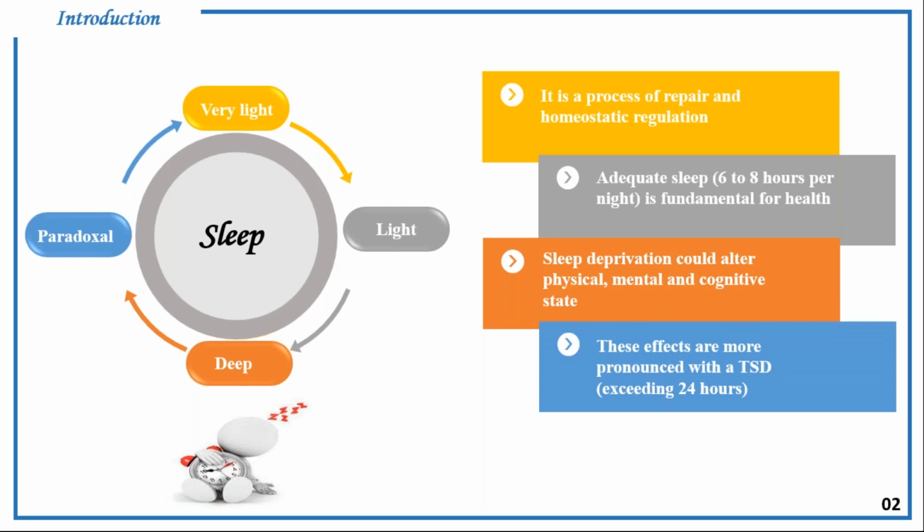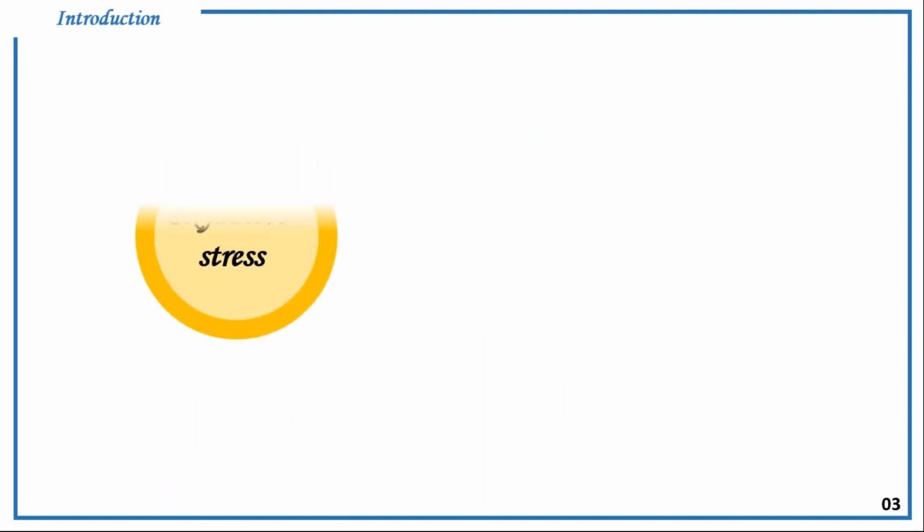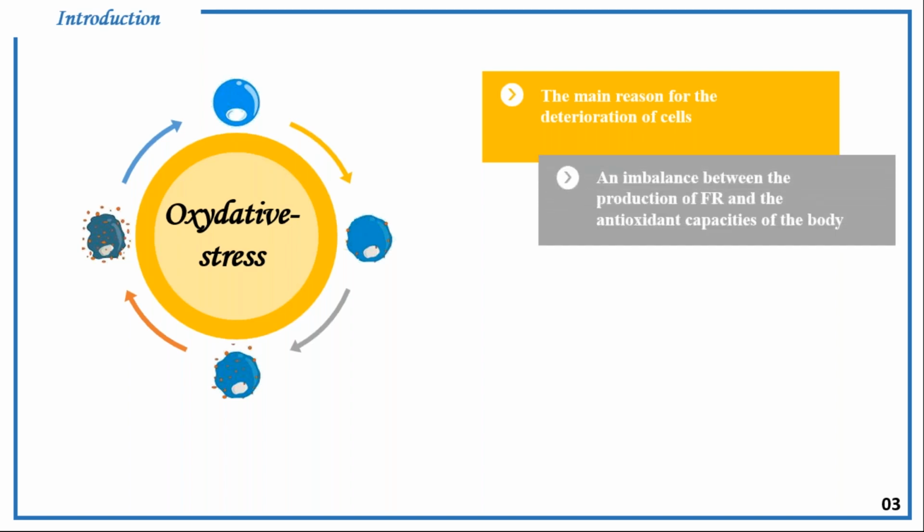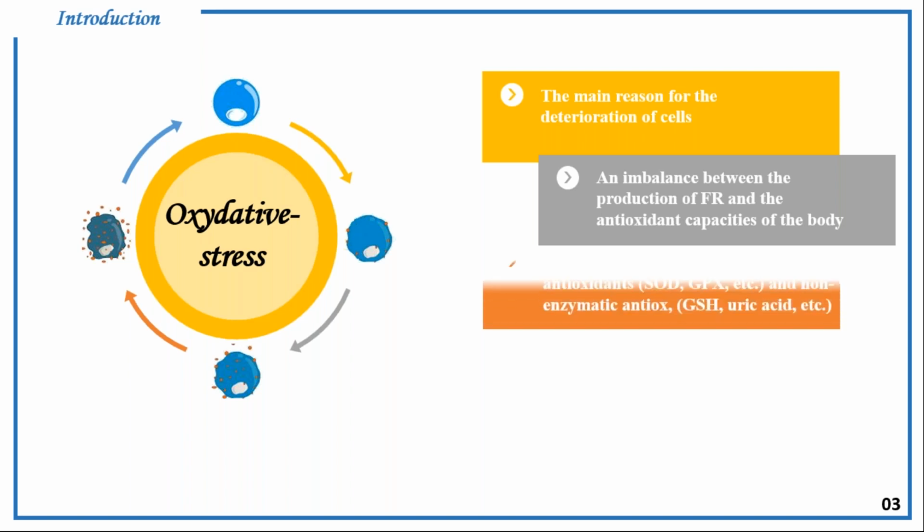And these effects are more pronounced when we have total sleep deprivation, TSD, that is exceeding 24 hours of sleep deprivation. The third parameter is oxidative stress. So what is oxidative stress? It is the main reason for the deterioration of cells. It is also an imbalance between the production of free radicals, FR, and the antioxidant capacities of the body.